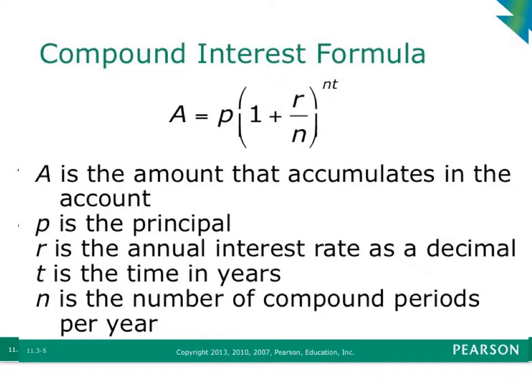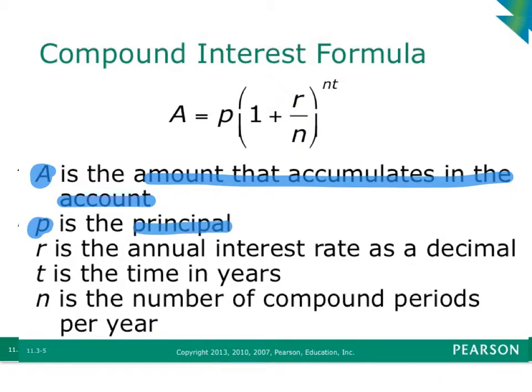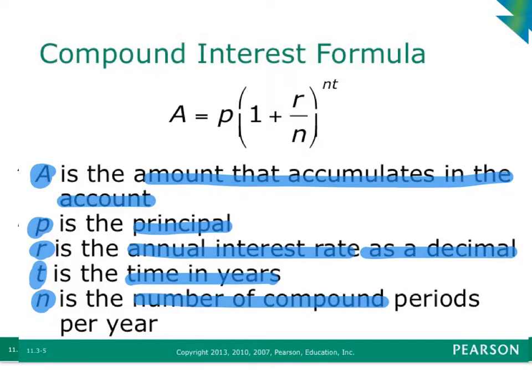Okay, so first of all, let's talk about the terms. A is the amount that accumulates in the account. So how much money you have in the account after a certain time. P is your principal. That's how much you invested. Okay. r is your annual interest rate as a decimal. Okay, so make sure if it's 6%, we write it as 0.06, etc. t is our time in years. And n is the number of periods per year that we compound interest. Okay, so it's the number of compound periods per year. Okay, so that's how we get this formula.